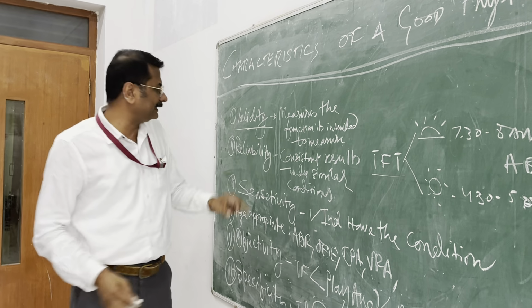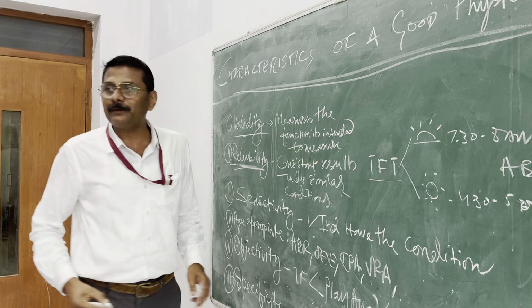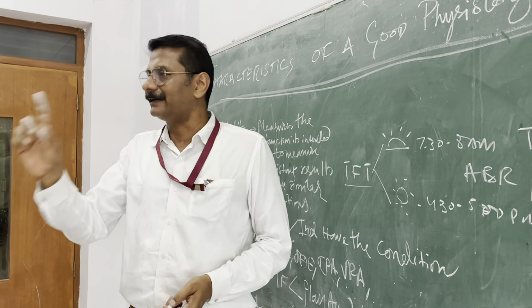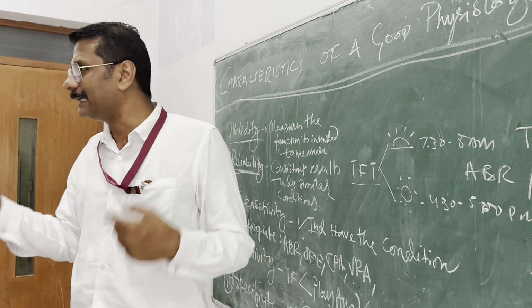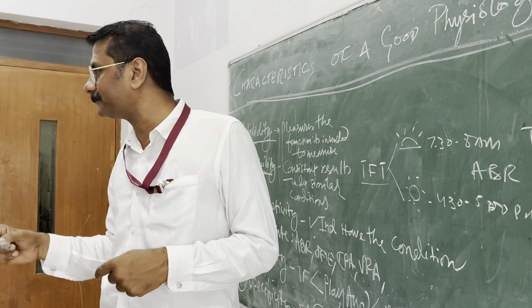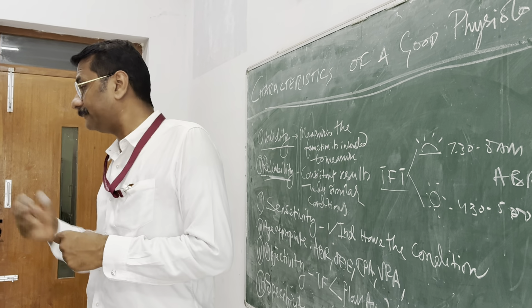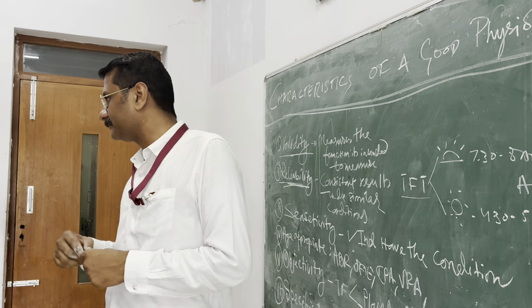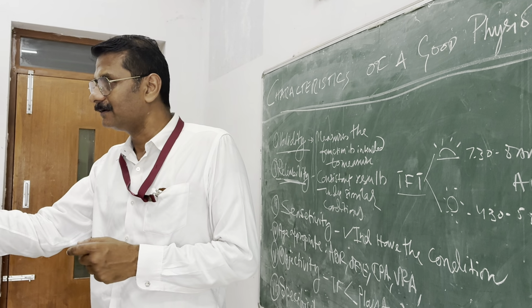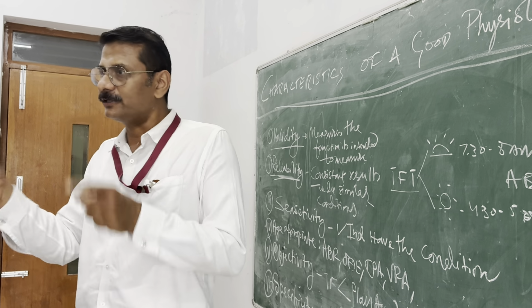The second property is reliability. What do you mean by the reliability of a test? The test should give the same results even if two different people do it, or if the same person does it 2 times, now and 15 days after that also. So it should be the same thing.